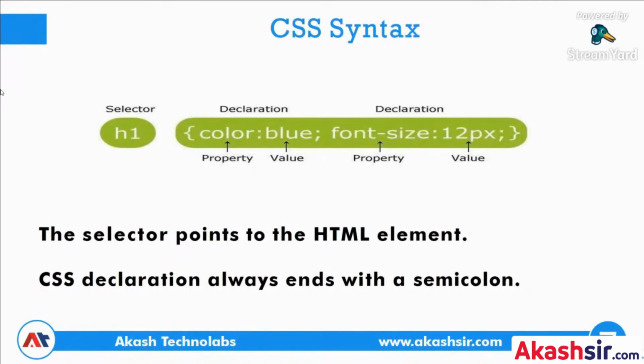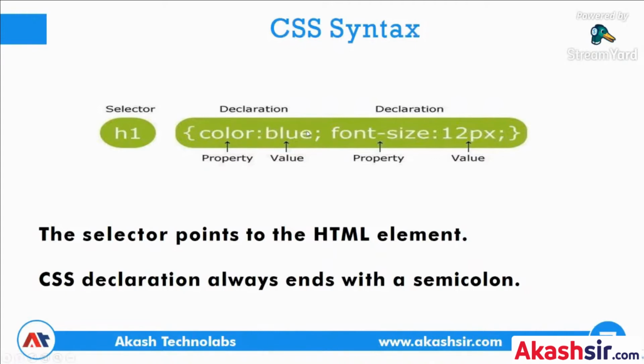CSS is quite difficult compared to HTML if you are a beginner. The selector points to HTML elements. We have different selectors: class based, id based, or tag based. Don't worry, we will discuss that in the next slide. In CSS we have to write the property and the value inside the curly braces. To separate the various properties we have to use a semicolon. CSS declarations always end with a semicolon. Here you can see it ends with a semicolon, and here it also ends with a semicolon. This is called a property, and then a colon, then your value.